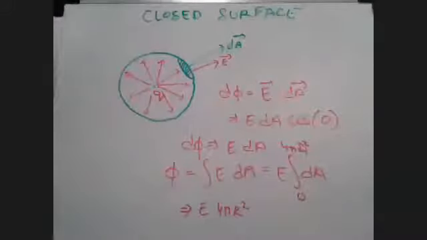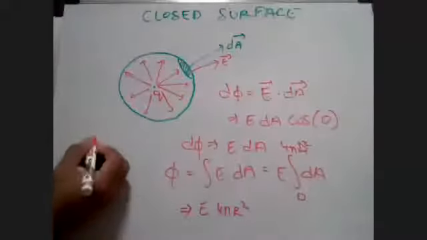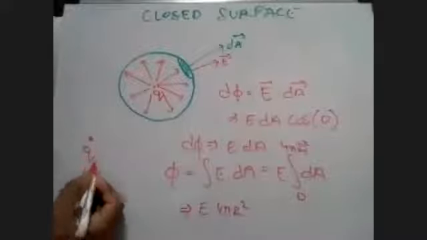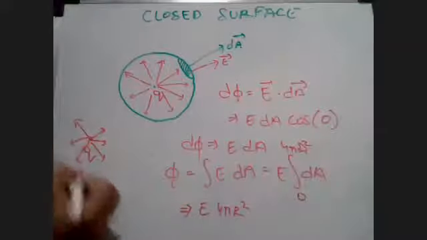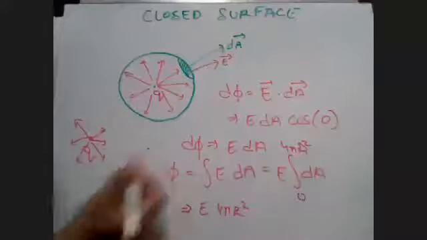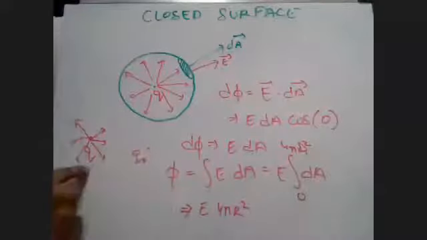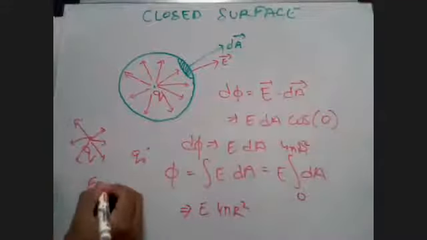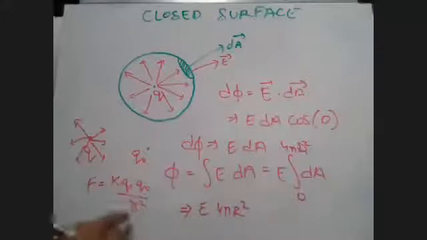E is KQ by R square. Everyone knows that E is KQ by R square. Those who don't know, I'll tell you again. Look here, pay attention. If there is a charge Q over here, it starts emitting electric field lines in all directions like this. If you bring a test charge Q naught in the presence of Q, it is going to experience a certain force. That force is given by Coulomb's law: F is equal to K Q Q naught upon R square.